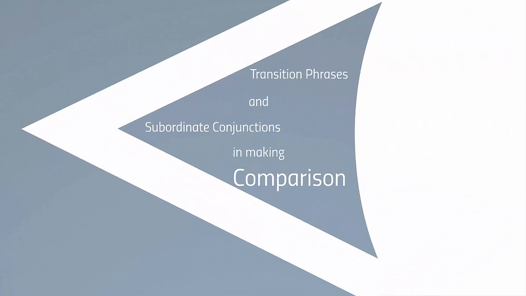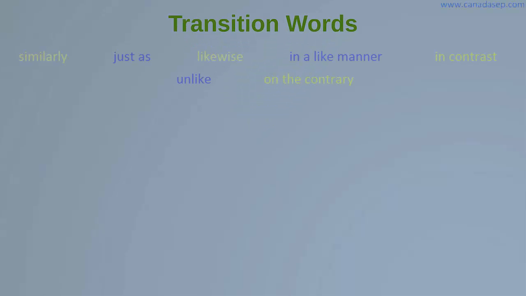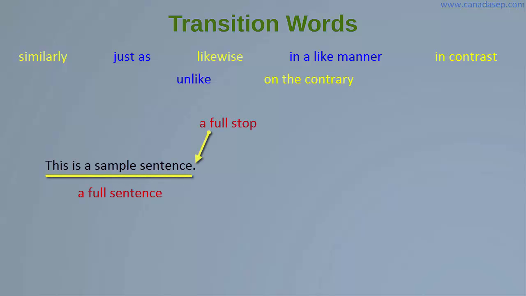Using transition words or subordinate conjunctions is yet another way in comparing and contrasting. These are some of the transition words you can use in making comparisons. Each one will be followed by an example. Please pay close attention to how these sentences are punctuated. In most cases, the transition word comes after a full sentence, and after the transition word, there is a comma.